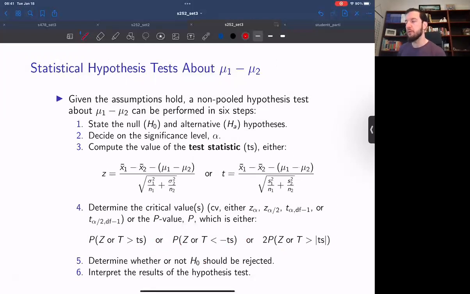Okay, similarly, if we want to run a hypothesis test about the population mean difference, this is going to be done using the same 6 steps that we saw in lecture sets 1 and 2. Everything works in the same way, except that we have a different set of null and alternative hypotheses. I'm going to review those momentarily. And on step 3, again, we have a test statistic that's been adapted to include both samples of information.